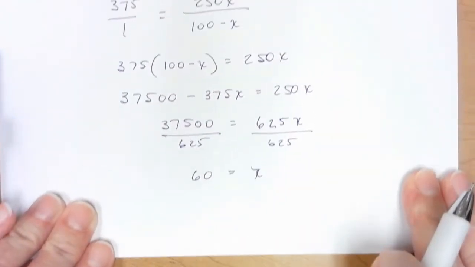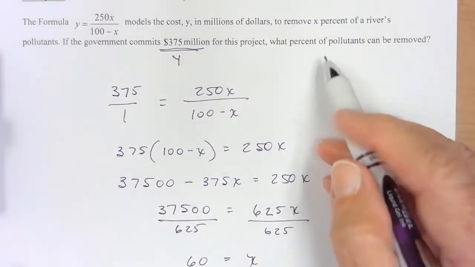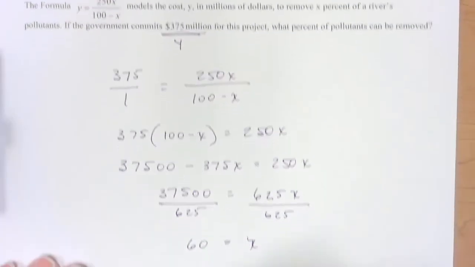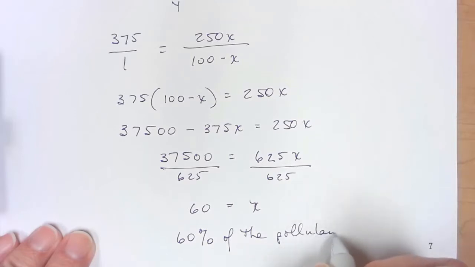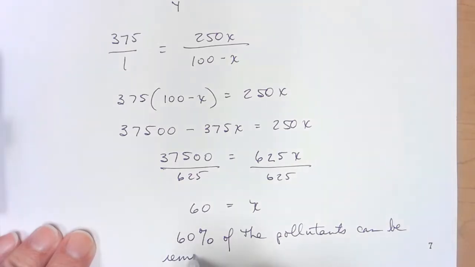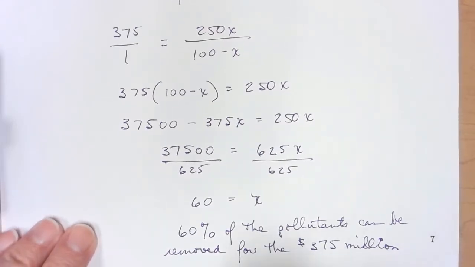So to answer the question, what percent of pollutants can be removed? 60% of the pollutants can be removed for the 375 million that was given.